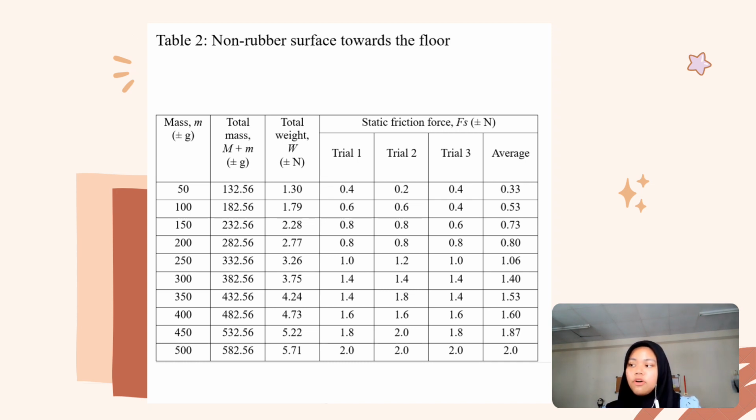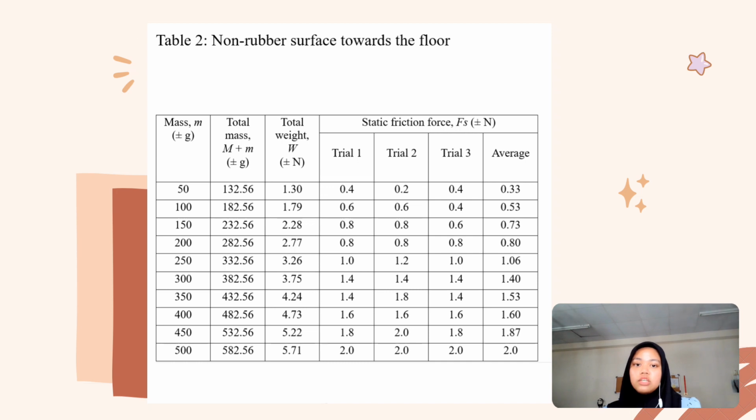So, same as before, the first column is mass equal to M, and the second column is total mass, which is M, the mass of the wooden block with rubber surface, plus the weight mass. And then for the total weight, we calculate W using the same method, which is total mass divided by 1000, then multiplied by 9.81 to get the total weight.